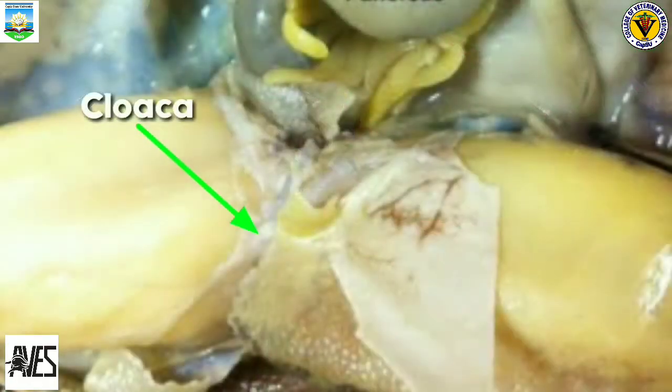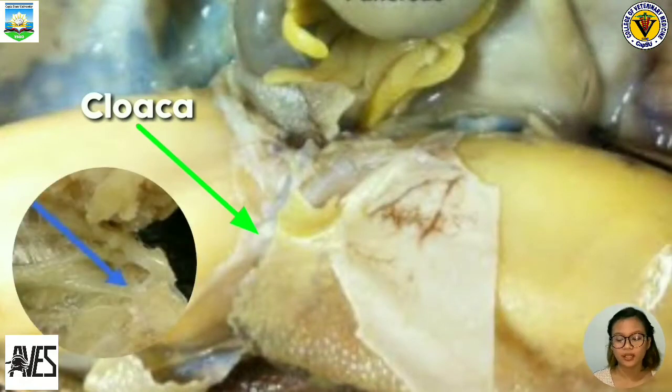This is the cloaca of a frog. The cloaca of the frog is a short, simple tube receiving at its inner end the genital and urinary ducts, the rectum, and the allantoic bladder. It is the common exit chamber of the digestive, excretory, and reproductive systems.